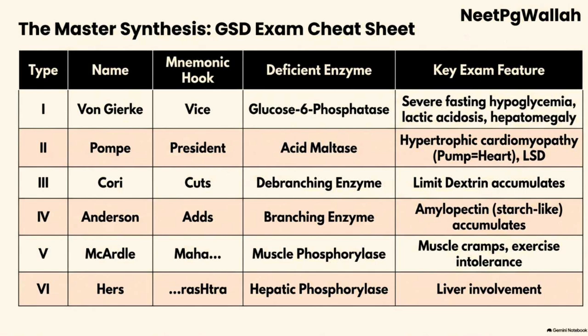Vice President Cuts Adds Maharashtra. Von Gierke, Pompe, Cori, Anderson, McArdle, Hers. You can trace the enzyme logic straight across. Glucose-6-phosphatase causes the severe hypoglycemia and lactic acidosis. Acid maltase is the pump and heart failure. Debranching enzyme leaves limit dextrin. Branching enzyme leaves amylopectin. Muscle phosphorylase causes cramps, and hepatic phosphorylase hits the liver. It's an airtight system for your memory.